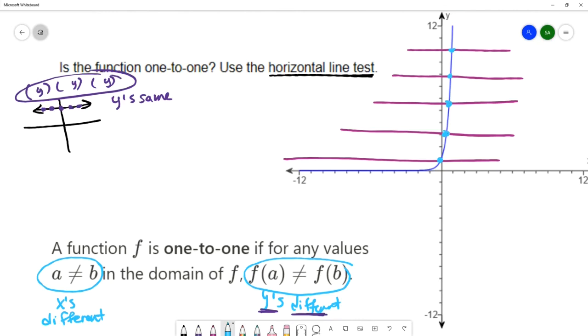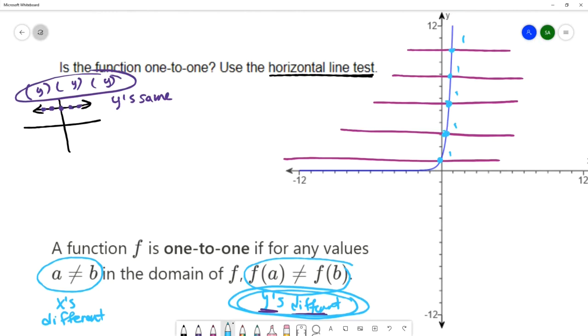And since these horizontal lines are intersecting the graph in only one point, we know that there's only one y value. Those y values are not repeating. All the y values are different.